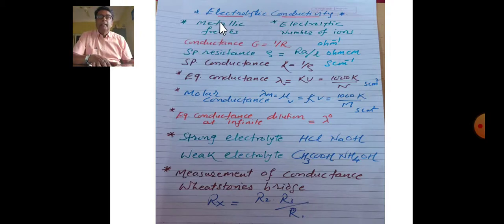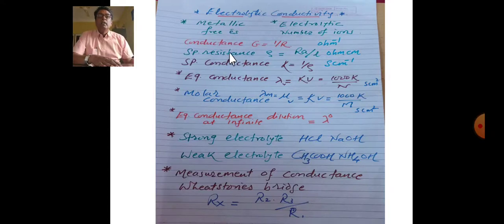First part, that is metallic conductor and electrolytic conductor. The material which carries electric current after applying an electric field is called a conductor. There are two types: one is metallic and second is electrolytic conductor. In a metallic conductor, the current carriers are free electrons, while in an electrolytic conductor, the current carriers are ions. That is the main difference between them.